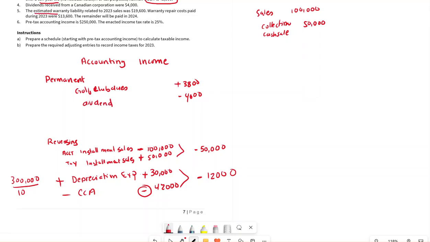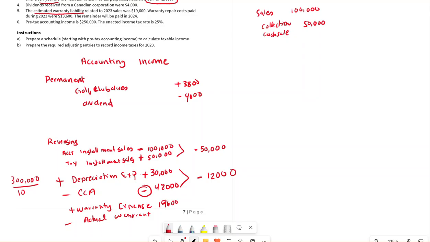Now, if it's an estimated warranty liability, we are only allowed to deduct the actual. So I add back my warranty expense, and I subtract my actual warranty. You can also have a pension. You can also have an impairment. Anything that is calculated using an estimate, you need to adjust for in the accounting income.